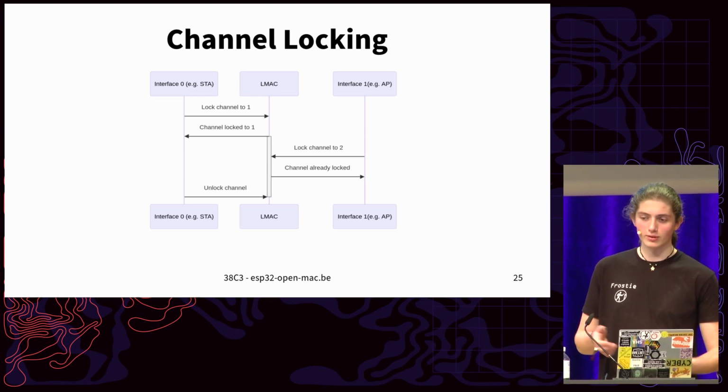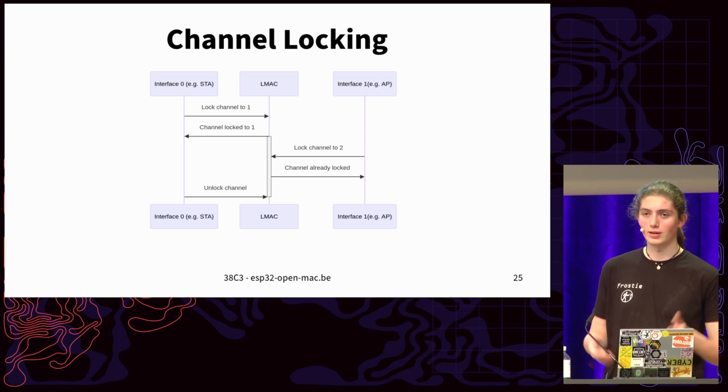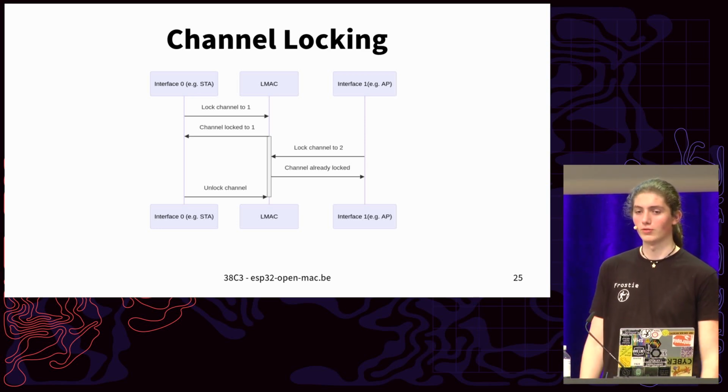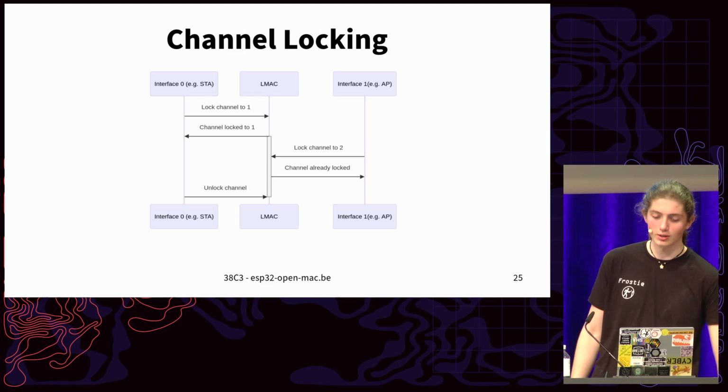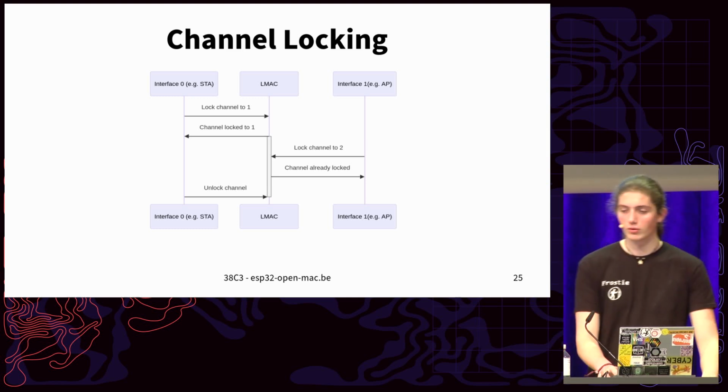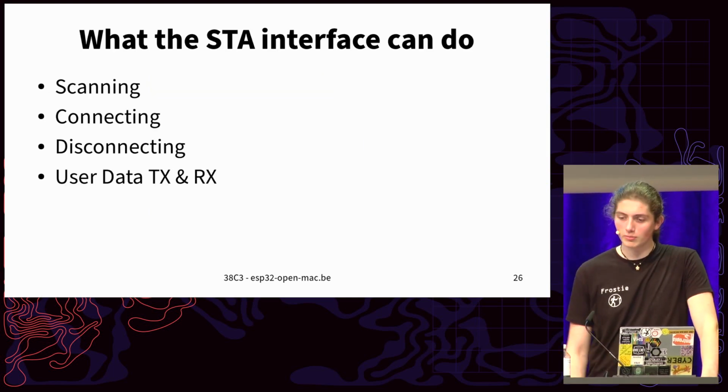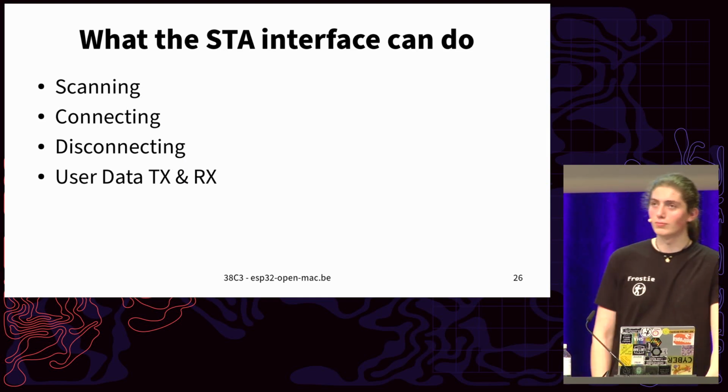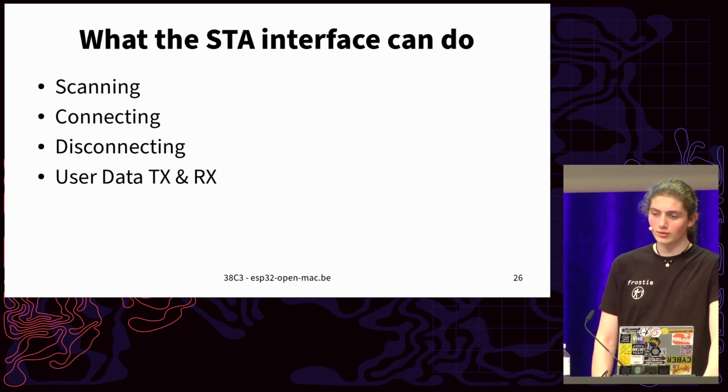If both interfaces try to log it to the same channel, then they can also operate on the same channel and will both have lock on that, so they can coexist in that way. And yeah, so for now, we've only implemented a station interface. This means you could connect to an open access point, and here's what it can currently do.